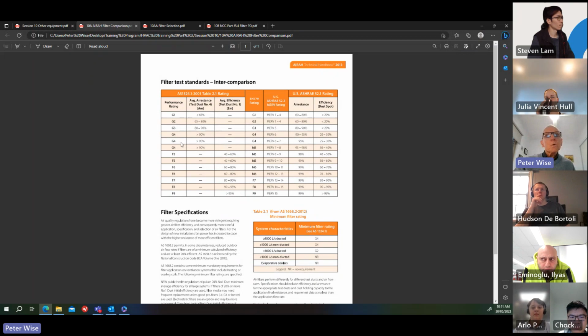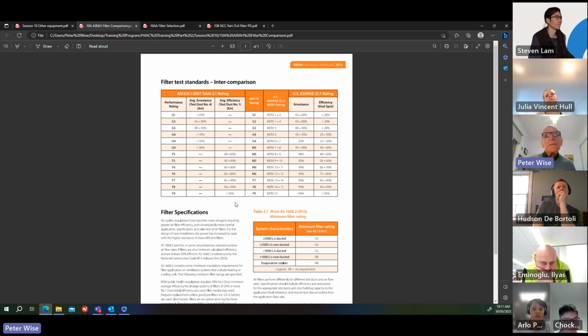So G4, normally used for fan coil units for small applications, has an efficiency, well, it's not rated under Australian, but under the ASHRAE ratings, it's 20% to 40% on test dust number 1. And then from F5 onwards, it goes up. F5 is 40 to 60, F6, 60 to 80, and so on. It doesn't seem like much information you need to know at the moment, but beware of it because it will come up.